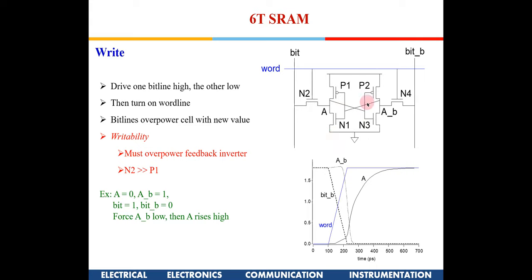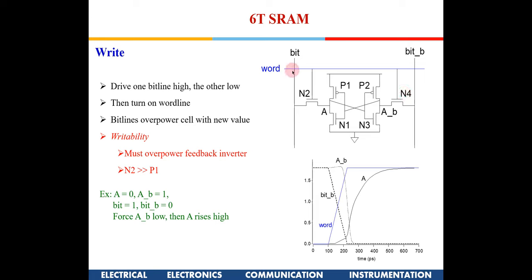Now how to write data into this cell? N2 and N4 are the two enable transistors which connect this particular cell onto the lines. So generally all the data lines for a RAM, for a memory cell, will have a bit and a bit bar. It is a dual rail signal. So that is how it works. So you will have both the bit line and the bit bar line. So to write data, you enable these two transistors. Once you enable these two transistors, I put the data which is to be written on the bit lines.